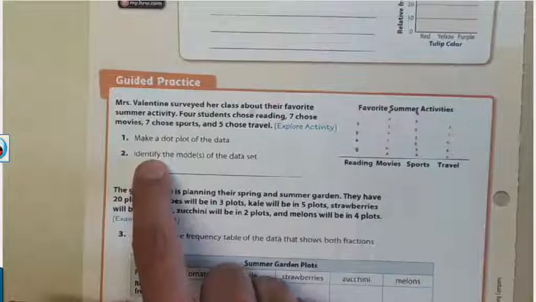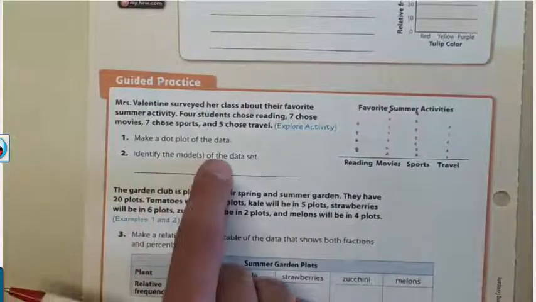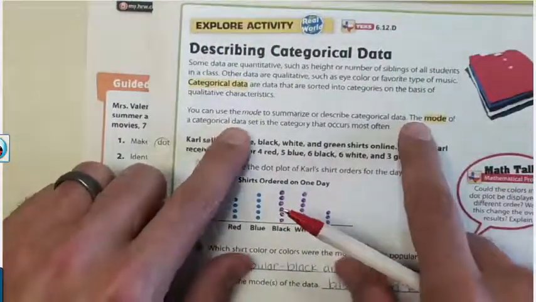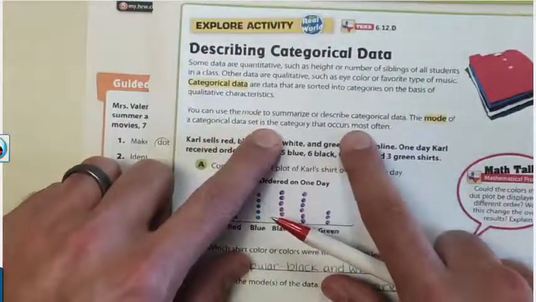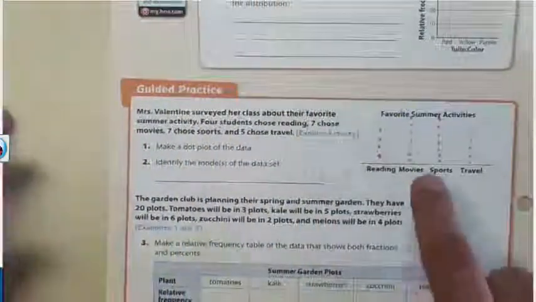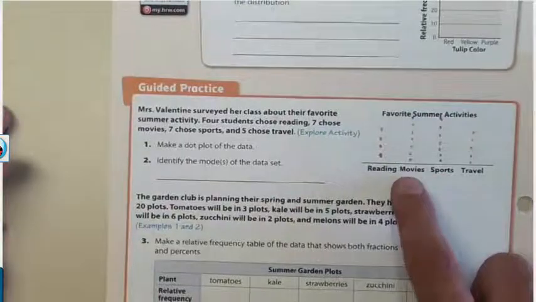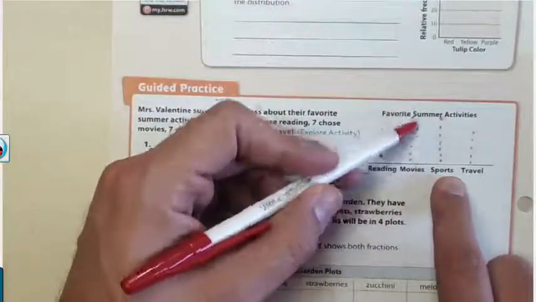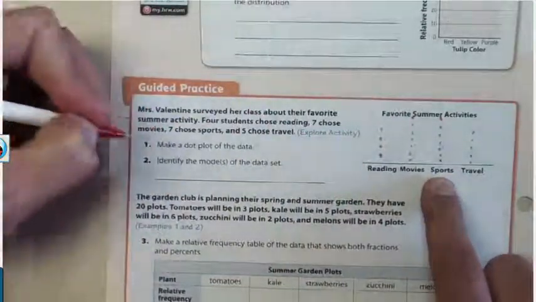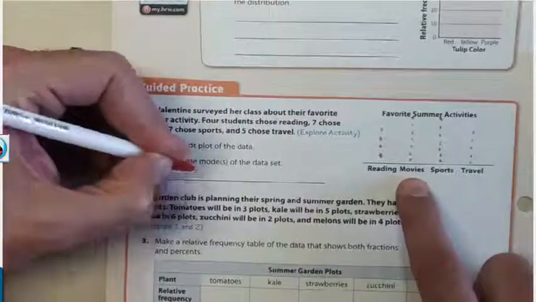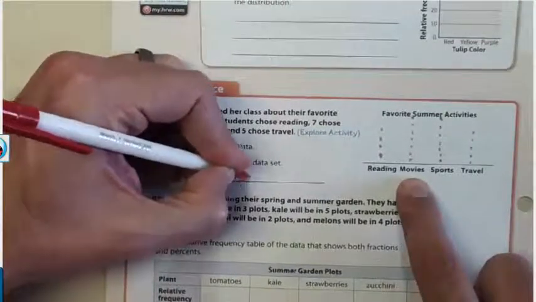Question 2 says, identify the modes of the data set. Alright, so I'm going back to the Explore activity, and it tells me the mode of a categorical data set is a category that occurs most often. So, the category that occurs most often is the same. It's movies and sports. They both occur 7 times. So, the mode, or the modes in this case, would be movies and sports.